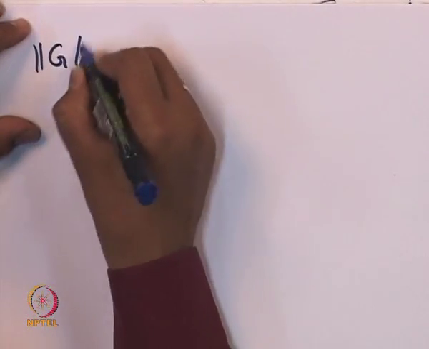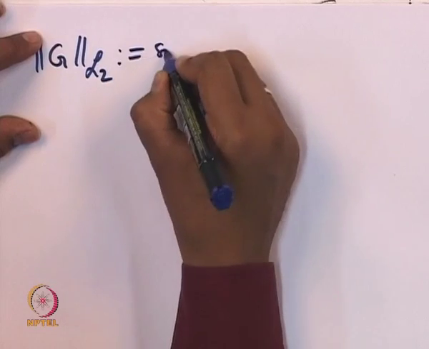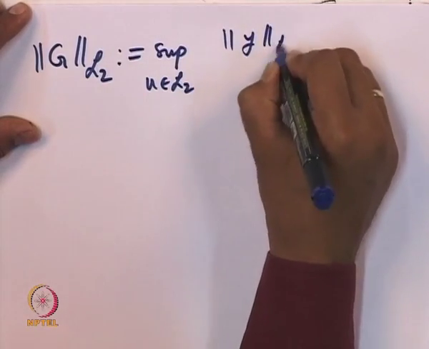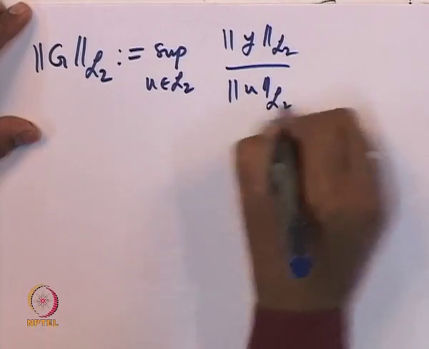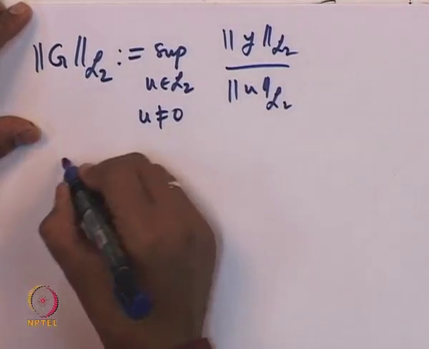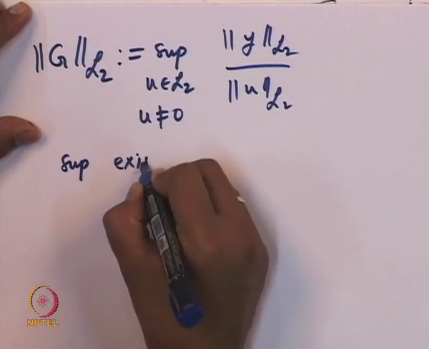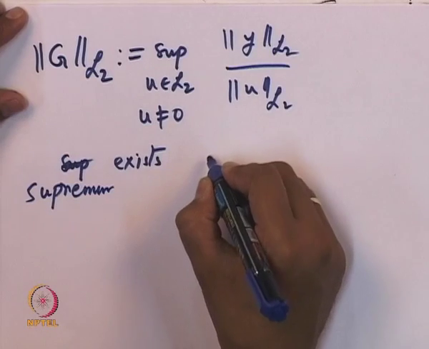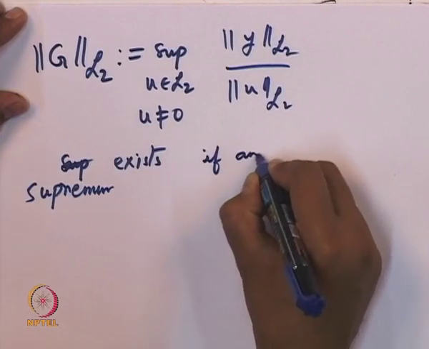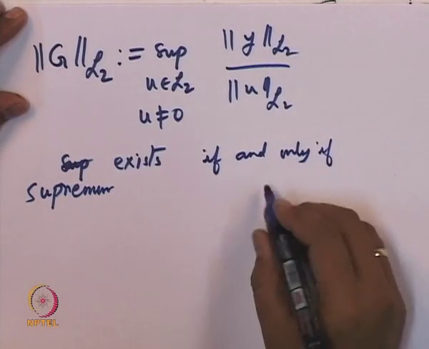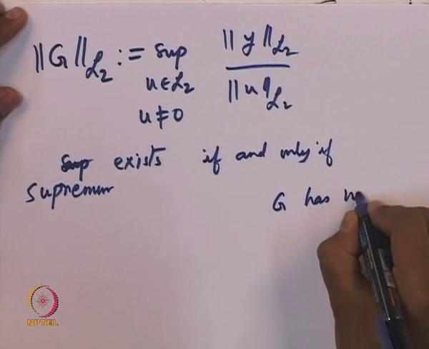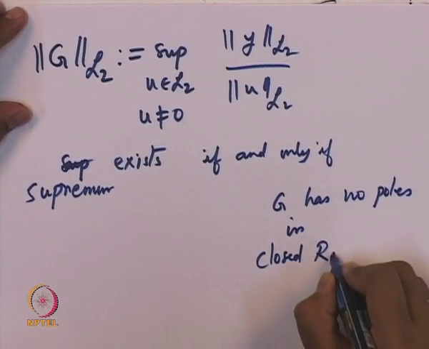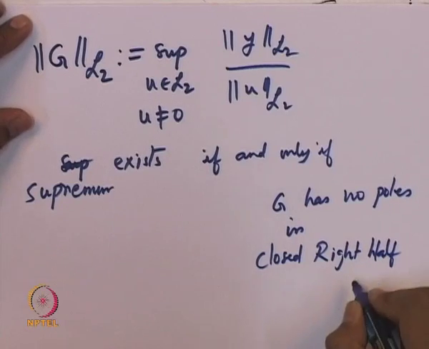So, the L2 induced norm of G is defined as the supremum over all U in L2, with U not equal to 0, of the L2 norm of Y over the L2 norm of U. Sup is just short form for supremum. This supremum exists if and only if, an important result, G has no poles in the closed right half complex plane.